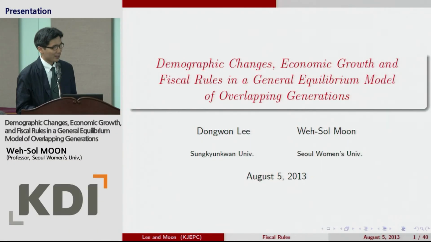So today I'm going to talk about demographic changes, economic growth, and fiscal rules in a general equilibrium model of OLG. It's a really long title. I'm sorry about that, but I couldn't drop any word from this title because I like all of them: demographic changes, economic growth, and fiscal rules. The fiscal rules is the main word in this paper. This is co-work with Dongwon Lee, who's a professor at Seoul University.